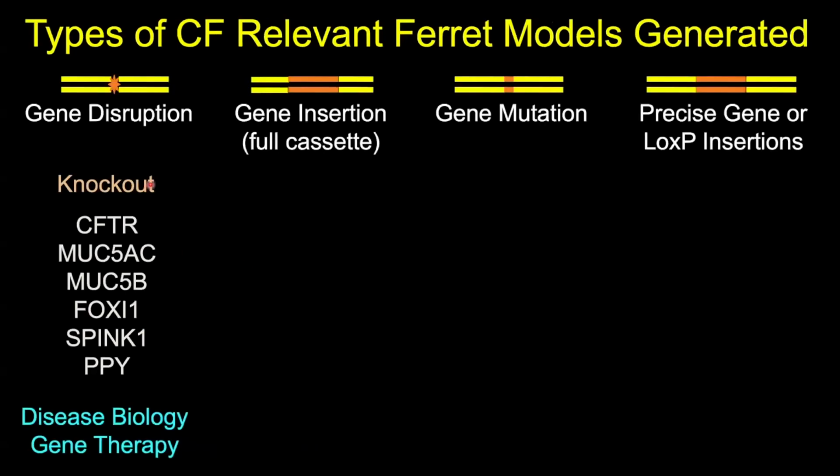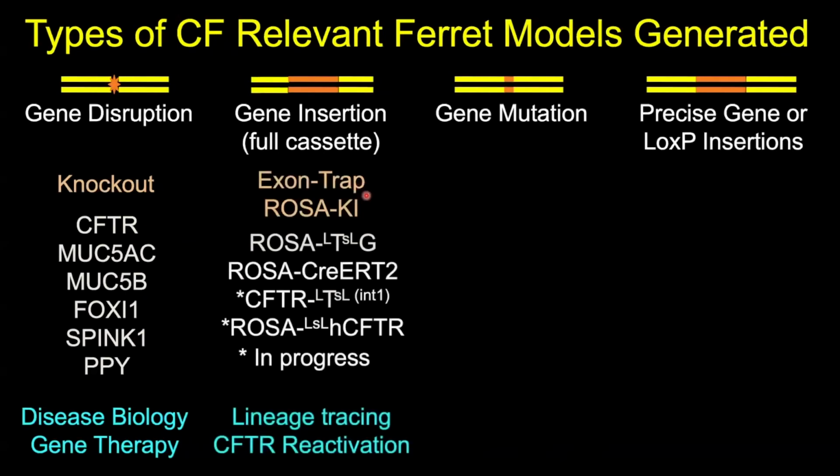The gene disruption models I've listed here. The exon trap generated by gene insertion and ROSA26 knock-in models are several. We have the Cre reporter that I'll discuss, which we use for lineage tracing, and a whole-animal Cre, which we hope in the future will allow for easy disruption of CFTR, and 2 models I won't discuss in detail that include a CFTR activation of the endogenous locus in a cell-specific fashion, or overexpression of CFTR in a cell-specific fashion.